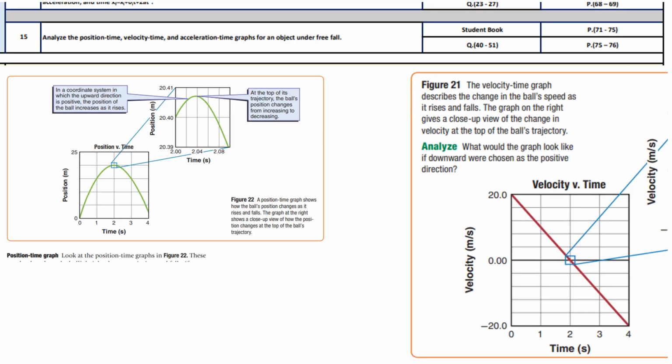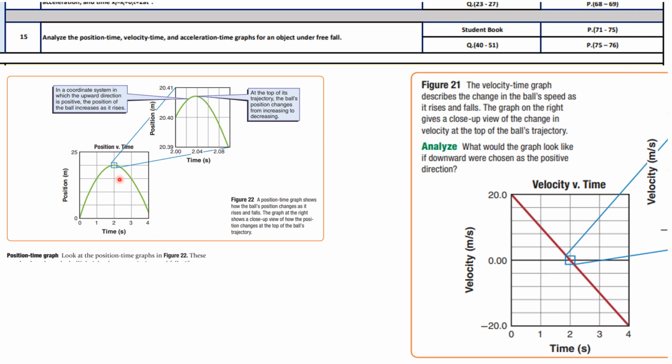We are approaching the end of the video. Here we are with bullet number 15: analyze the position-time graph, velocity-time graph, and acceleration for an object under free fall. Here is an example of a free fall position-time graph. So first of all, the ball, when you throw it, will go up, stop at the top, and then change its direction, and then it falls down.